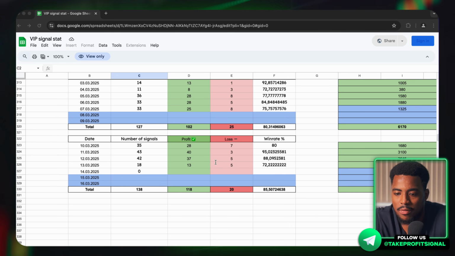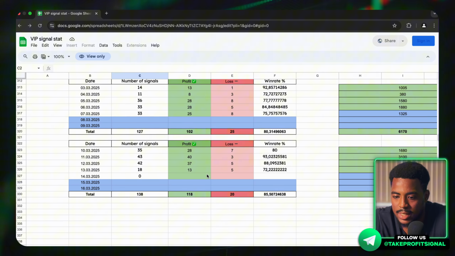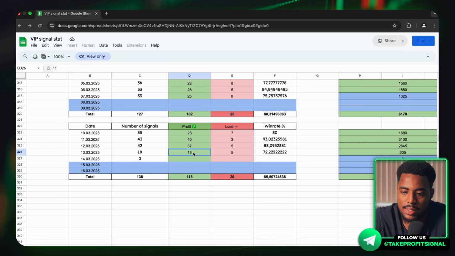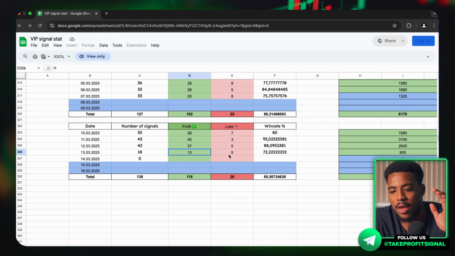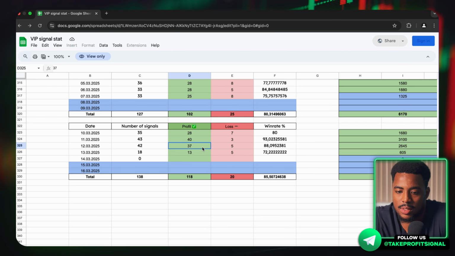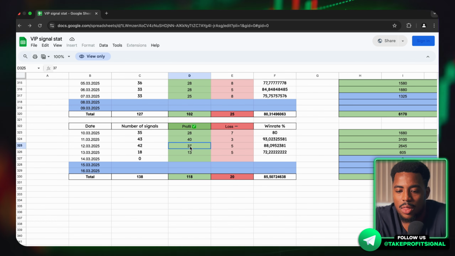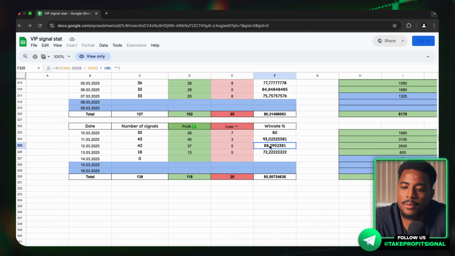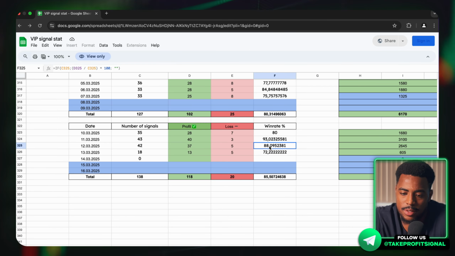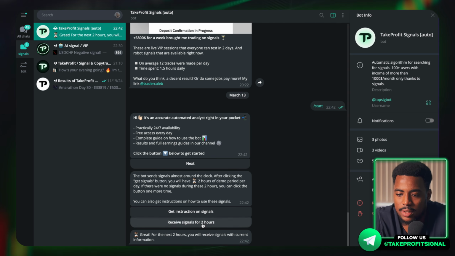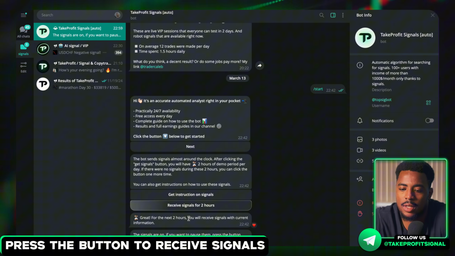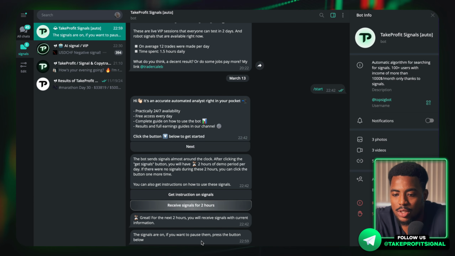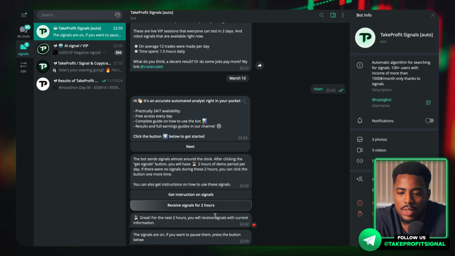This bot gives just phenomenal signals with such statistics. Today, of course, the statistics are not very good. We have 13 pluses and 5 minuses. But yesterday, we had 37 profitable trades against 5 unprofitable ones. This is an 88% win rate. It's just crazy. Here I have already clicked the receive signals button for the next 2 hours. So as soon as the robot sends me any signal, we will open a trade using this signal.